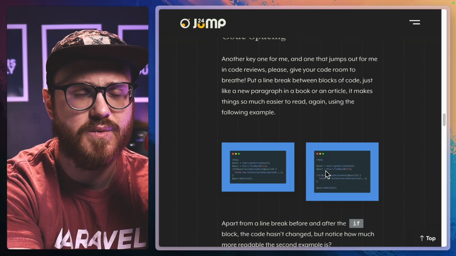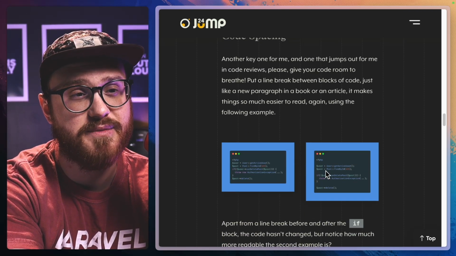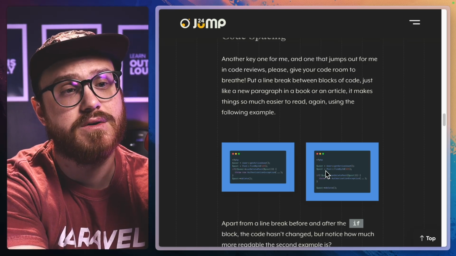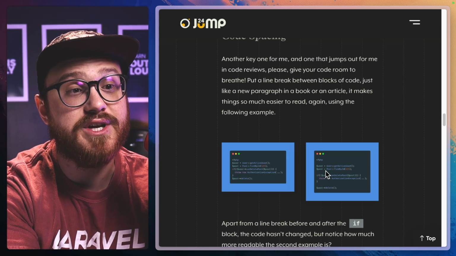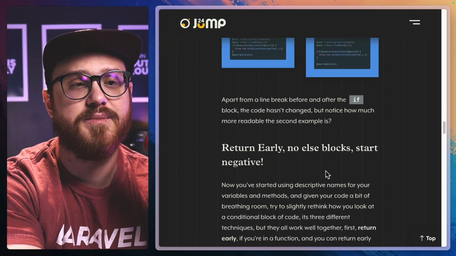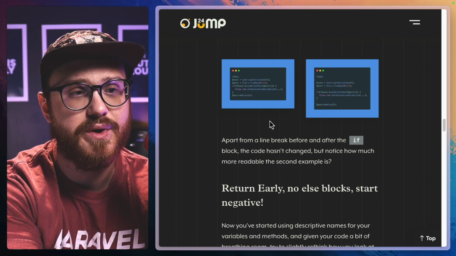Spacing. Another key one for me, and one that jumps out in code reviews: please give your code room to breathe. Put a line break between blocks of code, just like a new paragraph in a book or an article. It makes things so much easier to read. Again, using the following example, start with a line break before and after the if block. The code hasn't changed, but notice how much more readable the second example is.